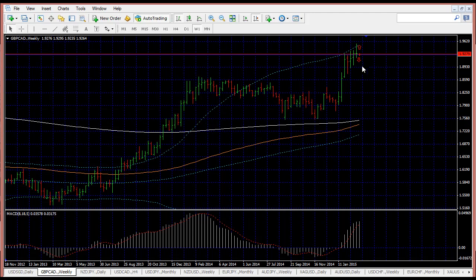Okay, so let's look at the weekly. The weekly, on the other hand, just last week it formed a contradicting selling pin, right? A pin that is on the opposite side. So we now have two contradicting scenarios, right? A selling pin on the weekly time frame, a buying pin on the monthly time frame.